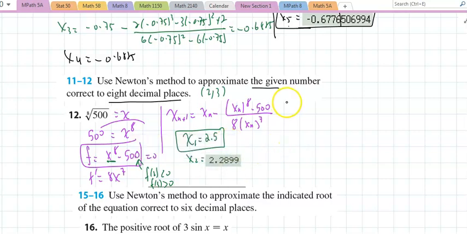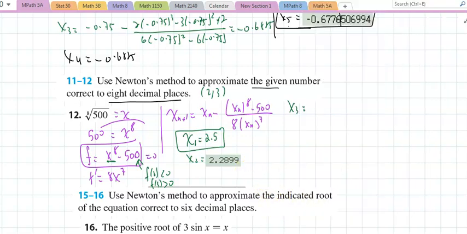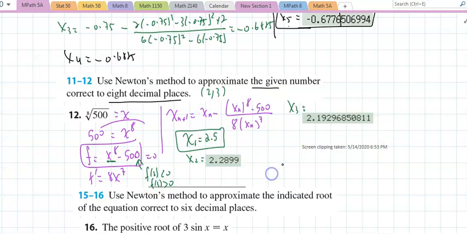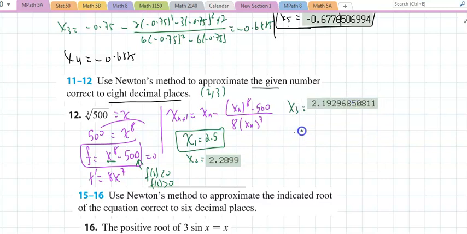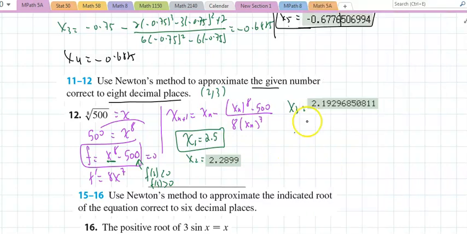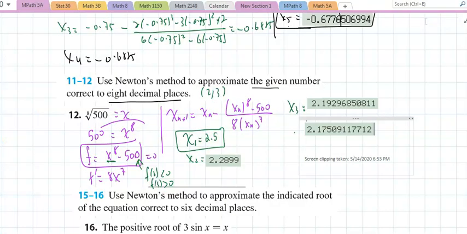Okay, and if I do it again, well, let's see. X sub 3 equals. And all I have to do is go back up and evaluate it one more time. There it is. And if I go for X sub 4, I'm going to go in again, go back up, and evaluate. I want it accurate to 8 decimal places. I'm going to keep on doing this until I get it accurate to 8 decimal places.